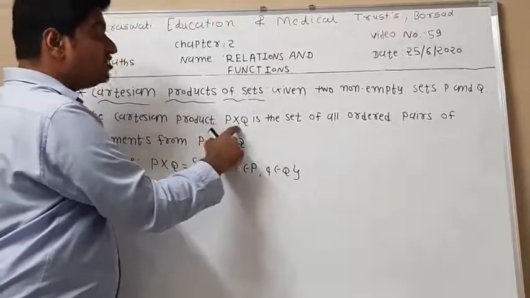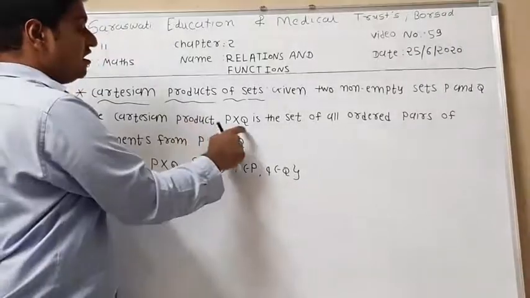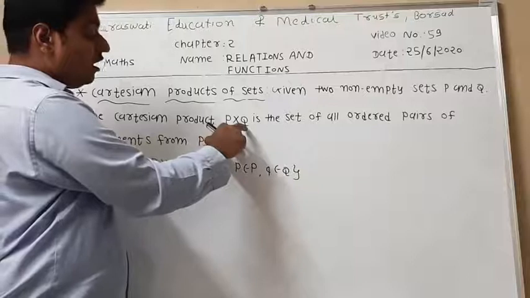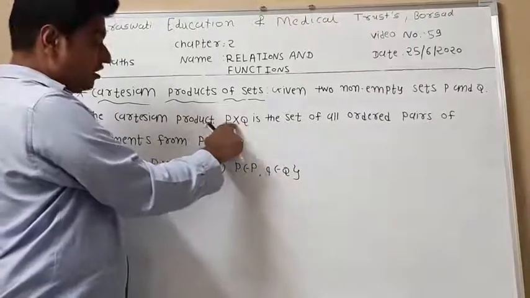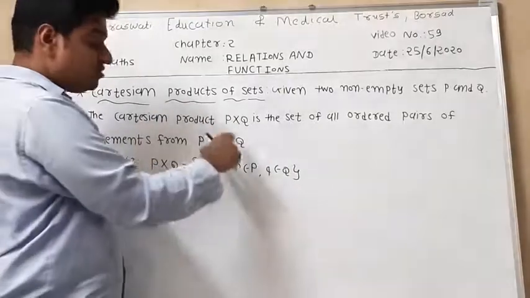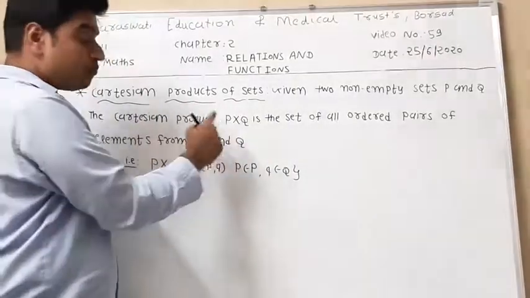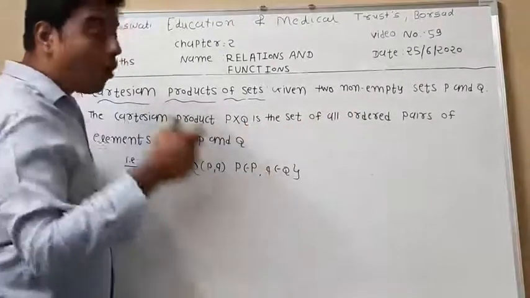This symbol is called the Cartesian product symbol. This is not a multiplicative symbol. Here P and Q are present in set form, so this is not a multiplication of P multiplied by Q. This symbol is called Cartesian product. So P Cartesian product Q is a set of all ordered pairs.